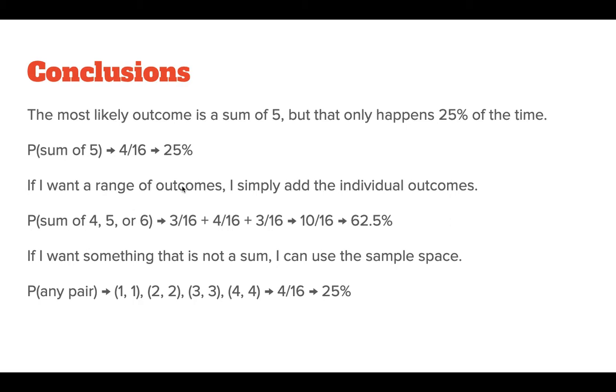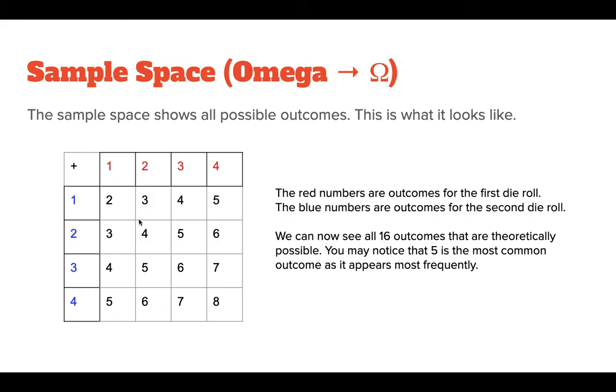If I instead say I want a range of outcomes, I just have to add the individual outcomes. So if I say a sum of 4, 5, or 6, now I go back to my table. Anything that's a 4, 5, or 6 counts. So I have 1, 2, 3, 4, 5, 6, 7, 8, 9, 10. 10 of my outcomes were a 4, 5, or 6.